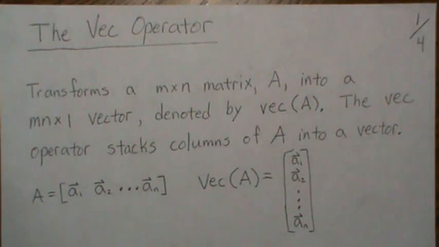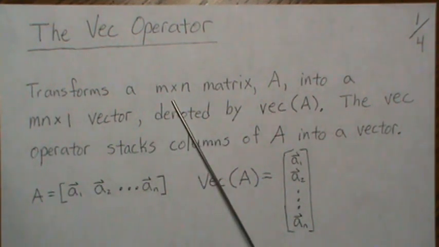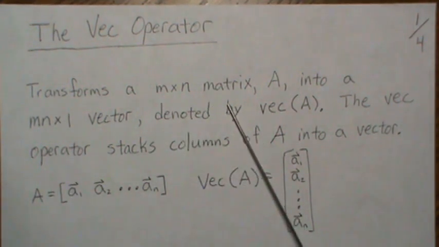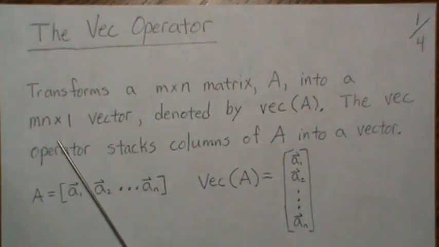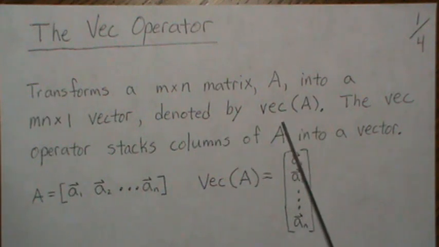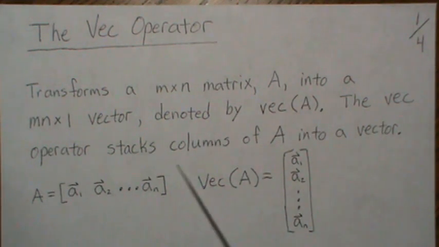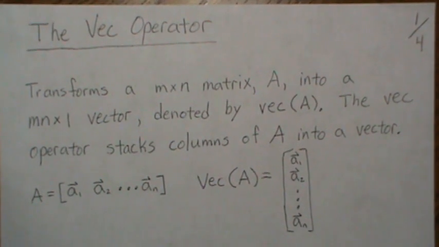Hello, in this video we're going to look at the Vec Operator. What it does is it takes a matrix, M by N, and transforms it into an M times N by 1 vector, and it's denoted by Vec of A. So the Vec Operator stacks the columns of A into a vector.